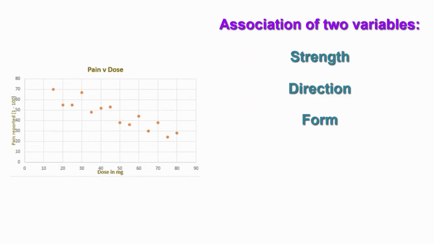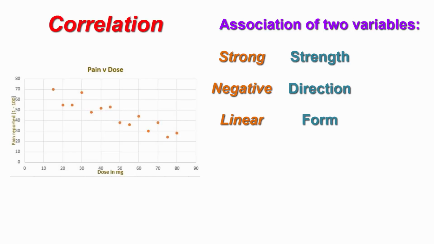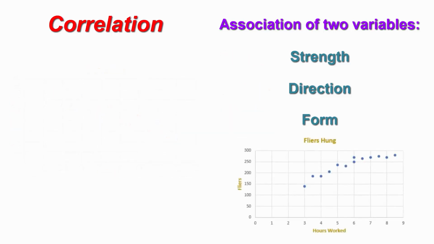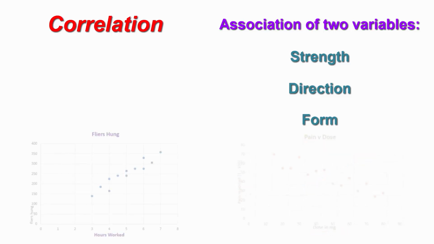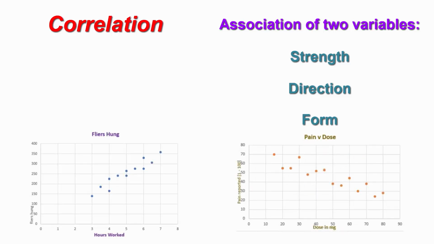Returning to the example of pain declining as more milligrams of pain medicine is given, there is a strong negative linear association. Let's get familiar with the term correlation. Technically, correlation is only to be used if there is a linear association between two variables. Thus, the strong positive nonlinear association should not be called correlation, but both of these scatter plots describe strong correlation because the association is linear.